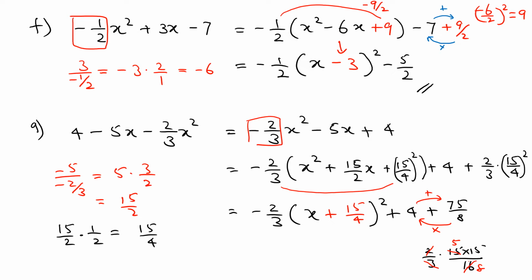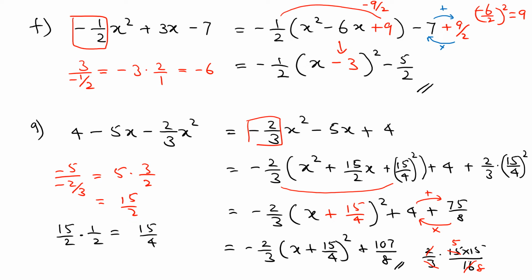When you do that, you get 4 times 8 means 32, and when you add 75, so 107. So you finally end up getting negative 2/3 times x plus 15/4 whole thing squared, plus 107/8. So that is the final number you get. Yeah, that's a little complicated, but that's how you do it.